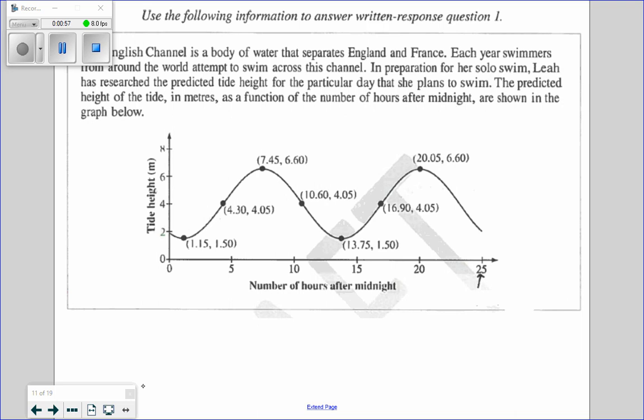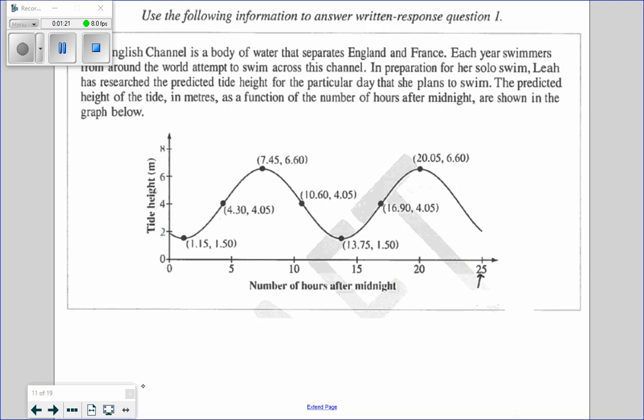different units. Okay, so it says the English Channel is a body of water that separates England and France. Each year, swimmers from around the world attempt to swim across this channel. In preparation for her solo swim, Leah has researched the predicted tide height for the particular day that she plans to swim. The predicted height of the tide in meters as a function of the number of hours after midnight.